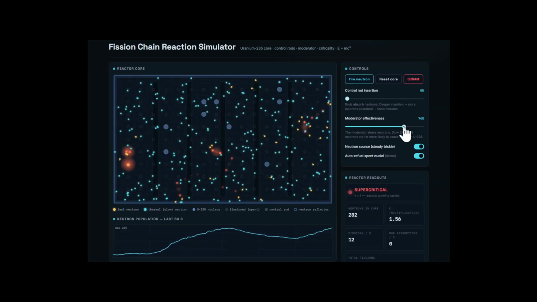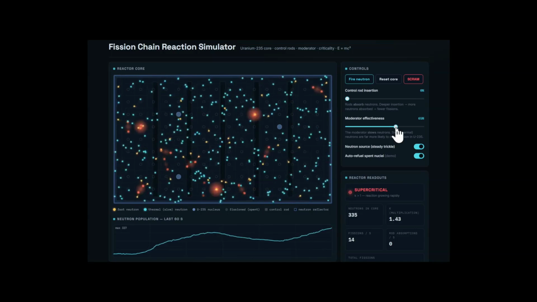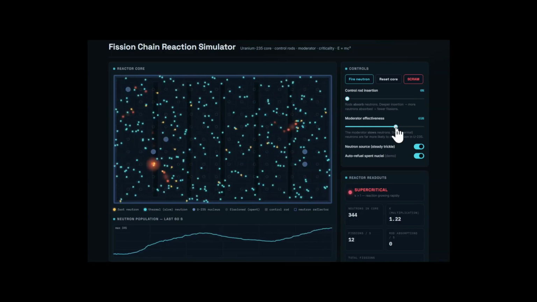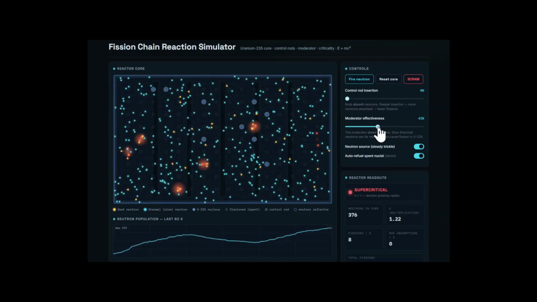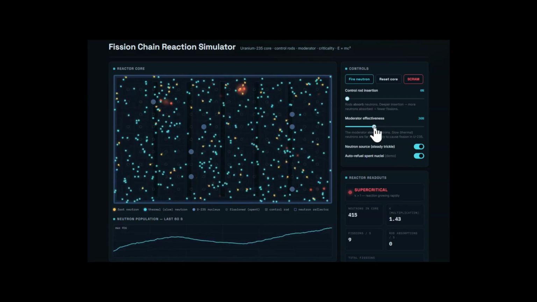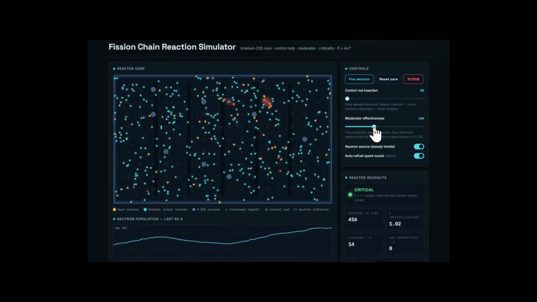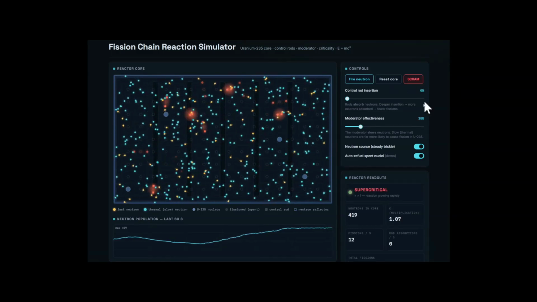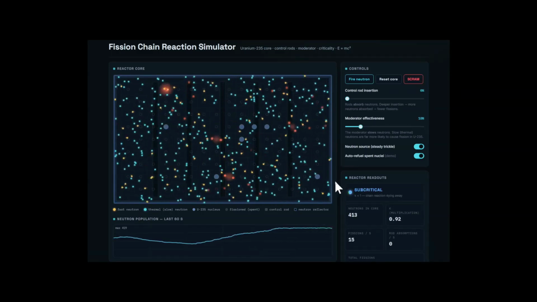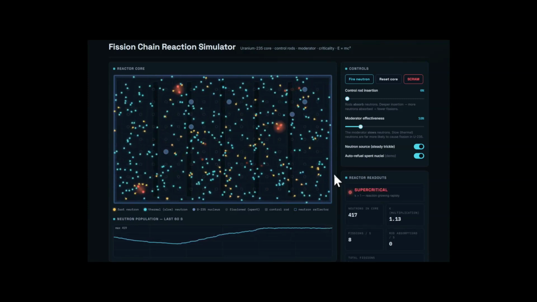And we can do quite a lot of things. We can put in moderator effectiveness. Moderator increases the chance of collisions. We would do this in Western reactors by water. The ones that you would see in the Chernobyl miniseries were a different beast. So we're changing water in there. Okay. Let's say that there is something crazy going on and we really want to stop this.